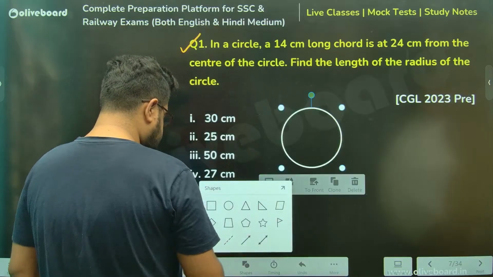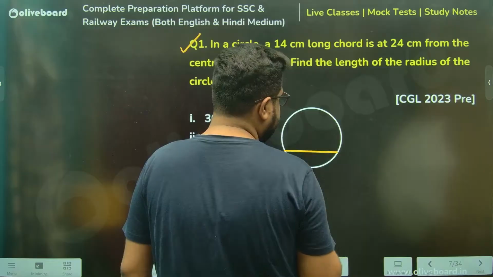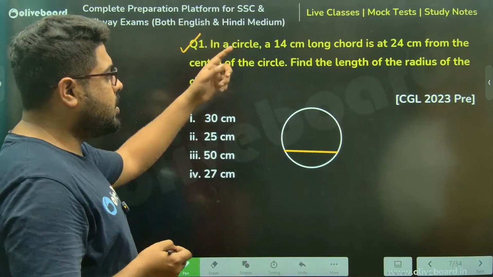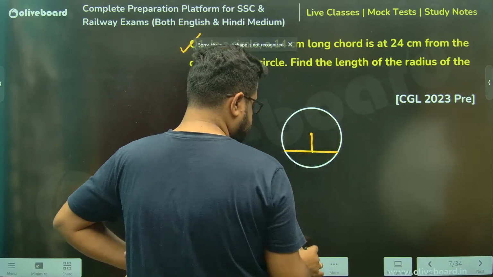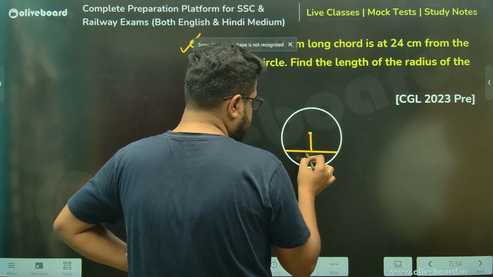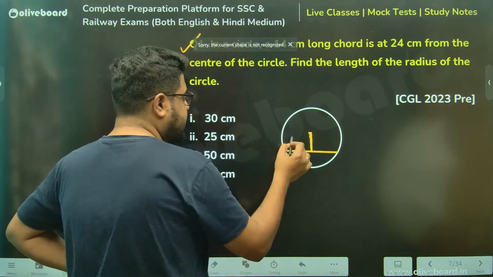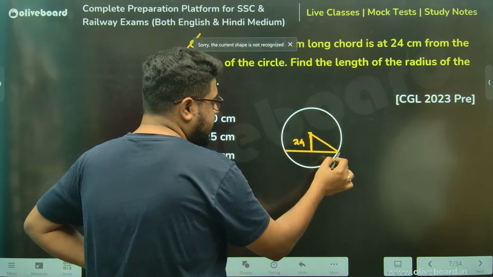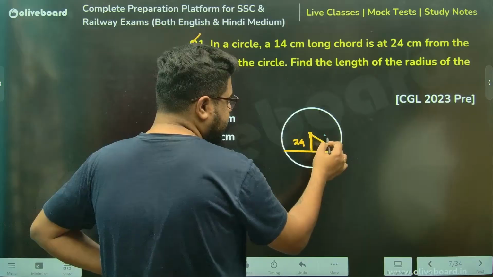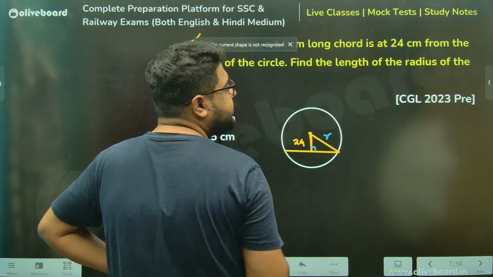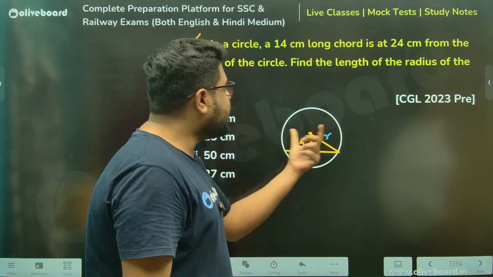So this is given, and I am making it by hand only. So let's say this is your circle and chord, right? 14 centimeter long chord, 24 centimeter from the center. So this is 24 centimeters, sir. Right? Now they are saying, sir, what is the radius? Length of the radius. So if I take it as r, this is 90 degree, right? Because distance meaning it's always perpendicular distance. Total is, sir, 14 centimeter.